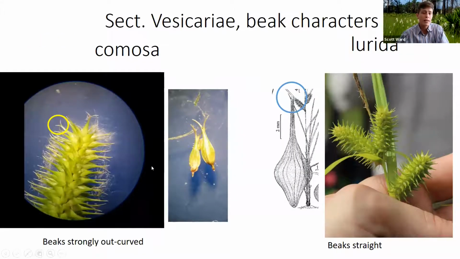Some characters are additionally important compared to some of the pictures I showed you earlier, such as beak characters. So at the terminal portion, at the apex of Perigynia, are these beaks. And in species like Carex comosa, the beaks are strongly outcurved, whereas in the same section, Vesicariae, Carex lurida has these beaks that are much more straight and a little bit shorter. So even just subtle beak characters like that on the Perigynia can sometimes, boom, get you from one species to another.